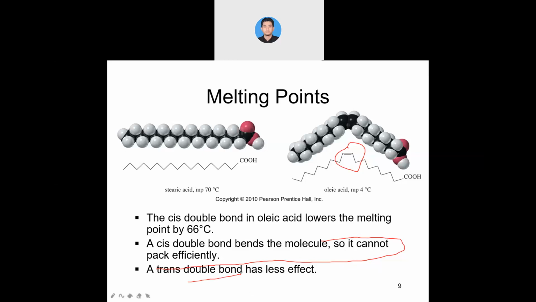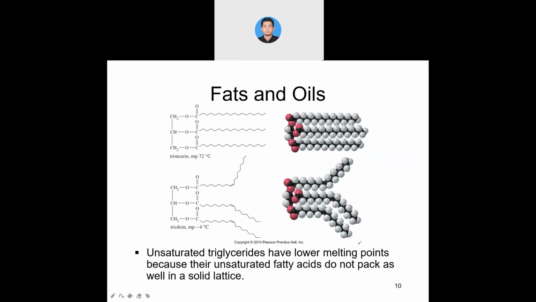A trans double bond has less effect, so again, it depends on the surface area. Unsaturated triglycerides have lower melting points because the unsaturated fatty acids don't pack as well in the solid lattice. It's about the surface area.